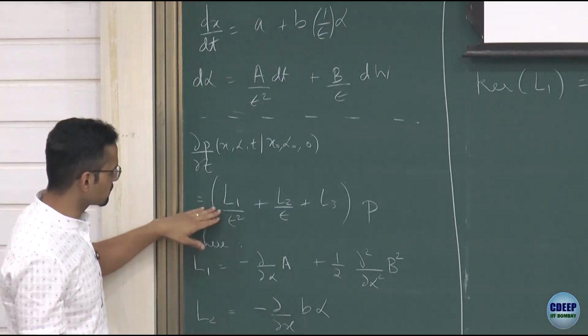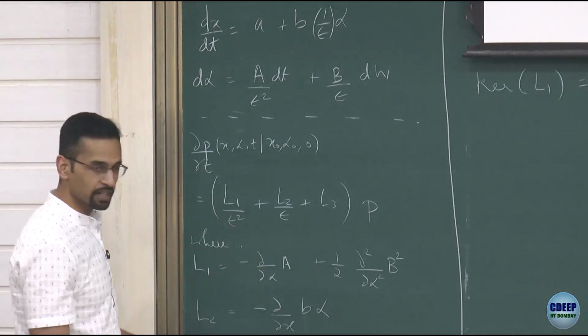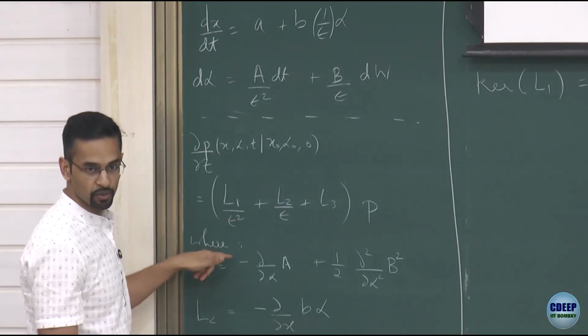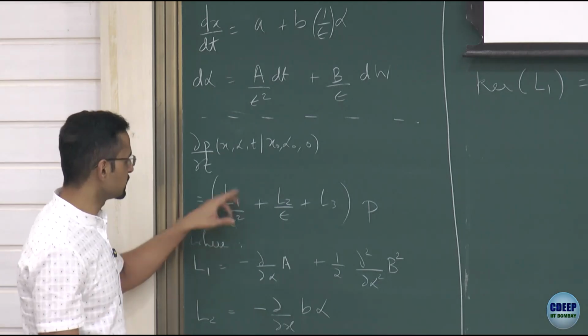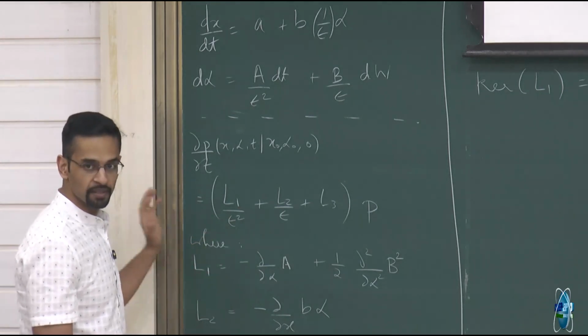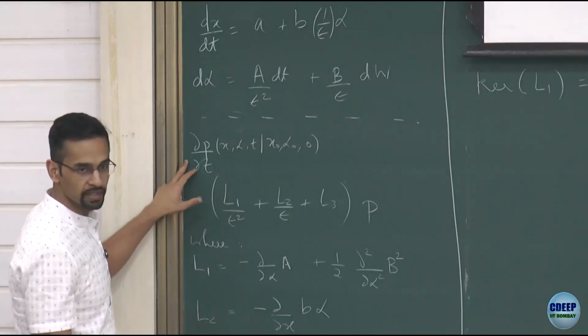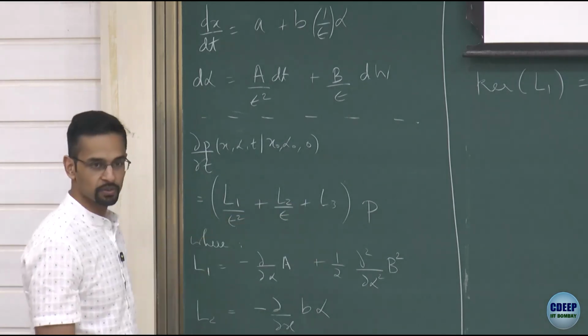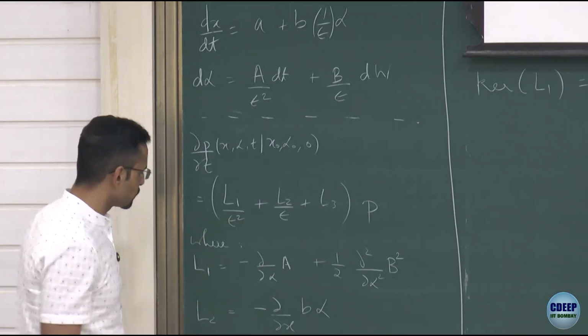So here is the final statement, where these are three operators which we can write in this way. This L1 is the dominant operator as epsilon goes to 0. Remember, this is the form you get if you scale with a slow time. If you scale with a fast time, then you would pull in the epsilon square here, and you would instead get L1 plus epsilon L2 plus epsilon square L3. So we'll proceed with this.